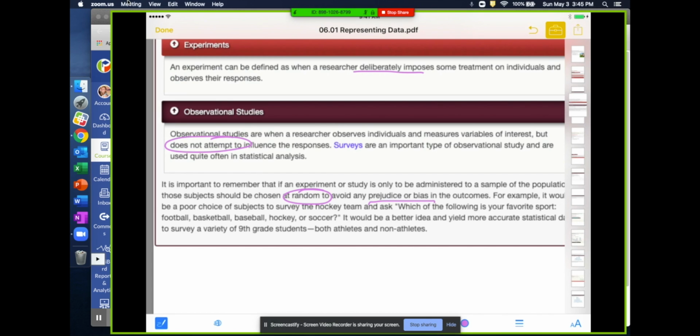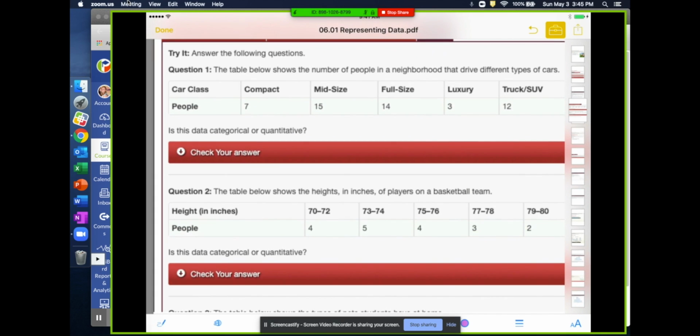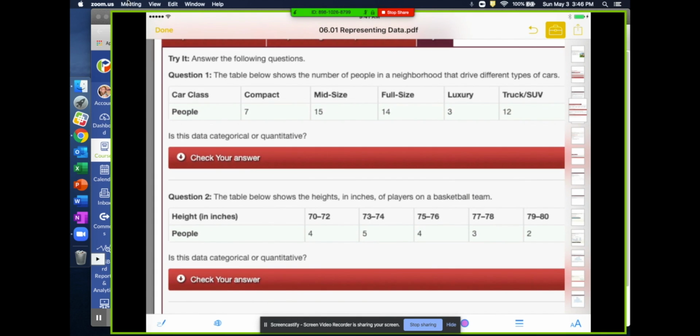You don't want to say, what's your favorite sport? Let's survey all of the hockey players, because that's going to be pretty biased. Most likely they're going to pick hockey. That's why in the previous study, they picked the ninth graders, because you have a bunch of different types of people in that group. So here we're trying to categorize into categorical or quantitative data.